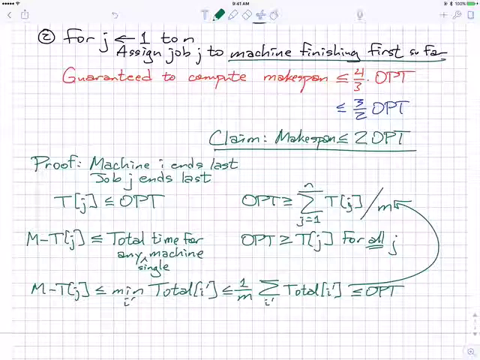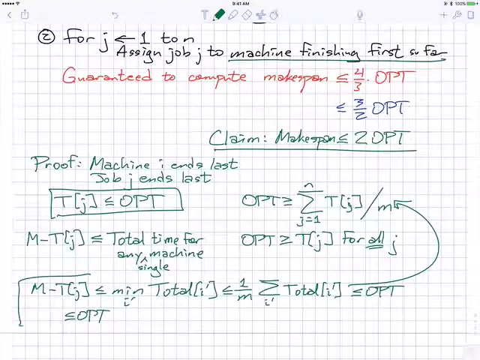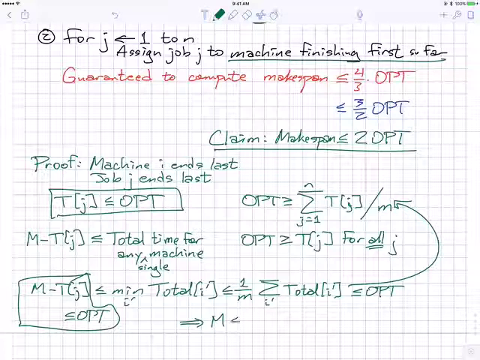Okay. So I've shown that Tj is less than or equal to opt. And I've shown that M minus T of J is less than or equal to opt. And so my conclusion is that the makespan computed by this algorithm is at most 2 times opt. Okay? Everyone trying to get the idea behind the game that we're playing here?